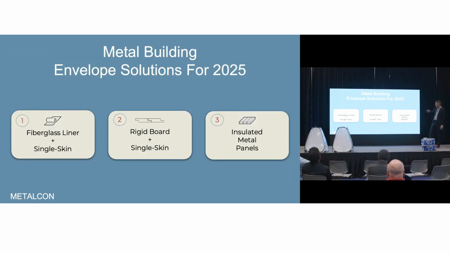So we touched on it in one of the slides earlier. In a metal building, you have 3 solutions for your envelope. All 3 solutions are acceptable, they will meet code, and you can install them. They all have different positives and negatives, which we're going to go through, but it's your fiberglass liner systems with single skin metal panel, your rigid board insulation with single skin metal panel, and your insulated metal panels. So those are your 3 paths. All 3 meet air barriers, vapor barriers, and thermal barriers. If you're not familiar with any one of them, come see Mike or I a little bit later and we can go through some of those details.